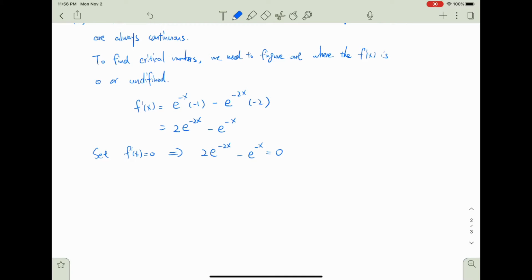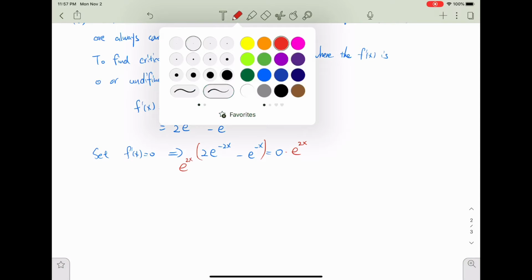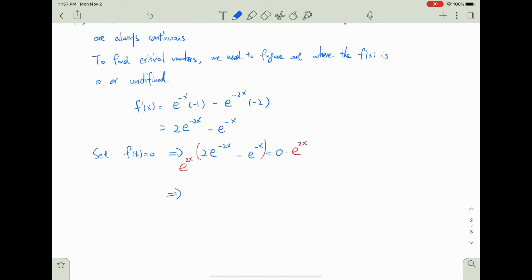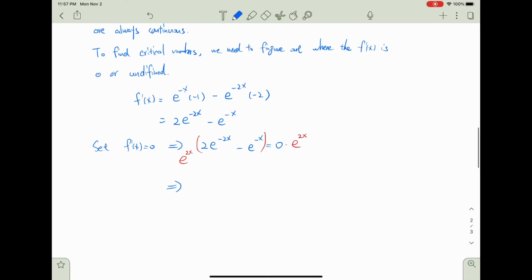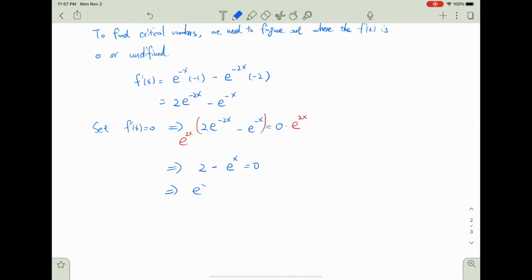e to the negative 2x, or you can think of it as multiplying e to the 2x on both sides. We'll do it this way since that is simple. So e to the 2x multiplied on the right and on the left. The right side is always 0. On the left we have e to the 2x multiplied with e to the negative 2x. That becomes just 1, they cancel out with each other. So we have 1 minus e to the x still equal to 0, so that e to the x is equal to 2.